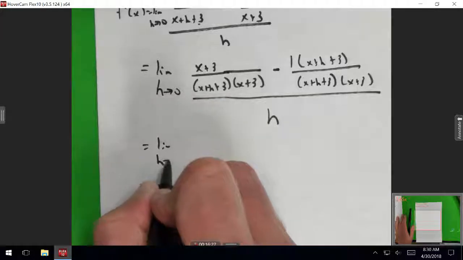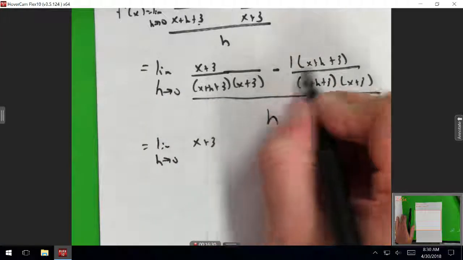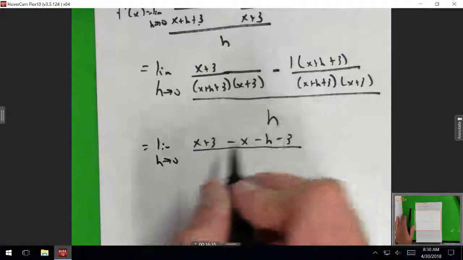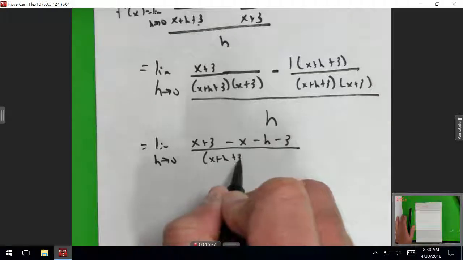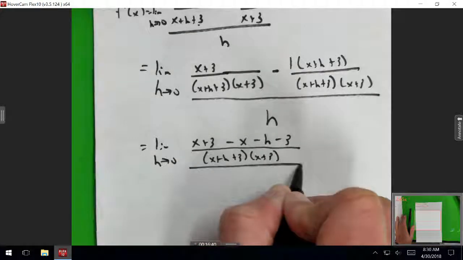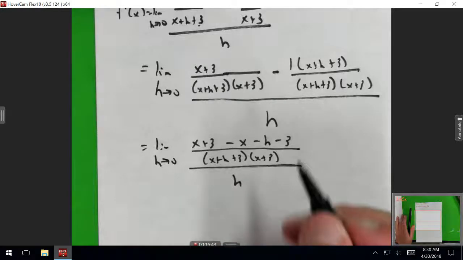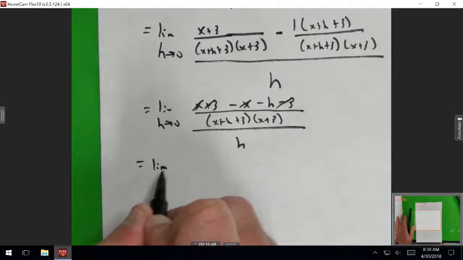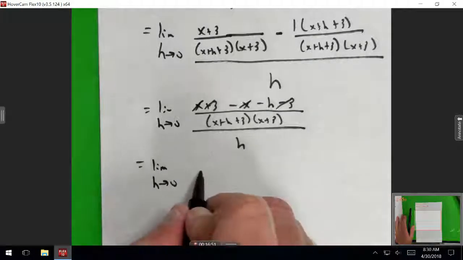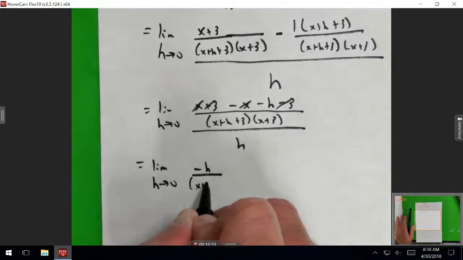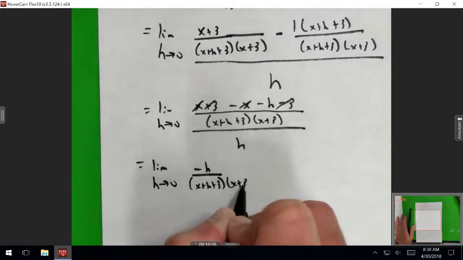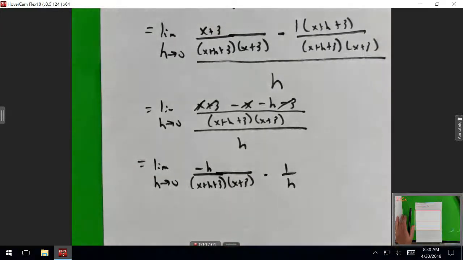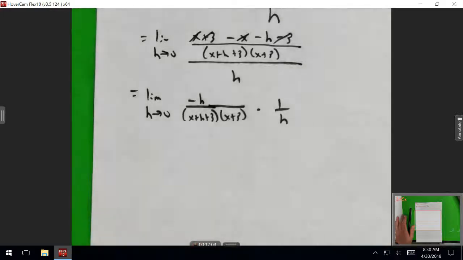The limit as h approaches 0, that's a negative 1 times it. That's going to be negative x minus h minus 3 all over... At this point, everything that doesn't have an h should cancel out. Boom, boom, boom, boom. It does. Now the limit as h approaches 0 of negative h over x plus h plus 3 times x plus 3. I'm going to go on and say times 1 over h, because dividing by h you multiply by the reciprocal. I didn't have to show that step.